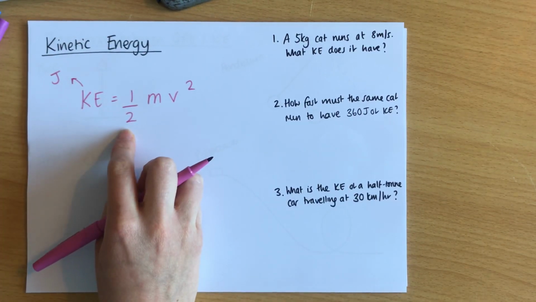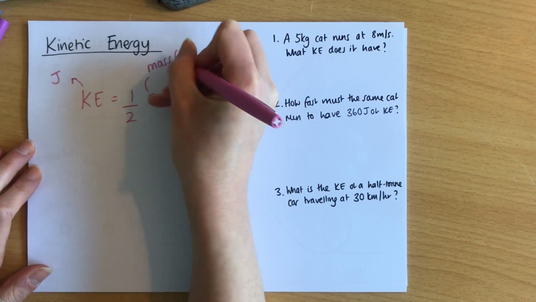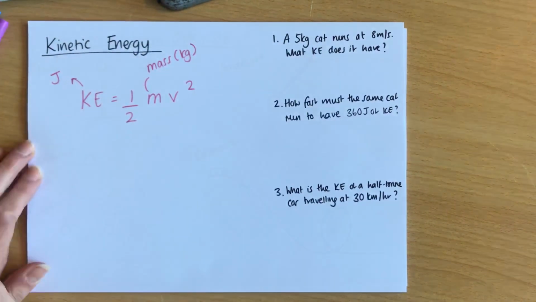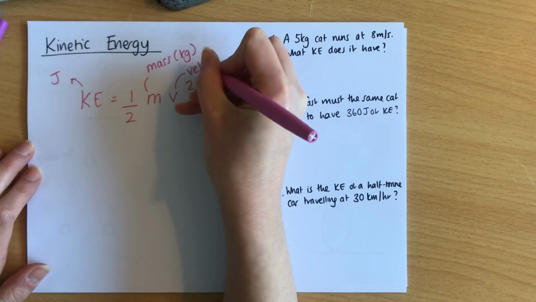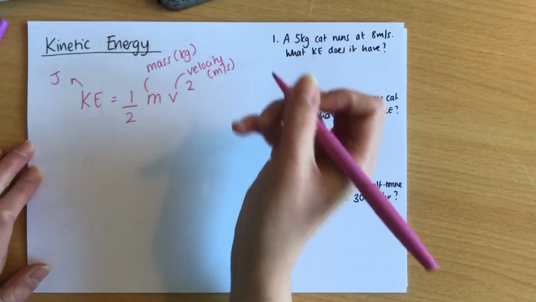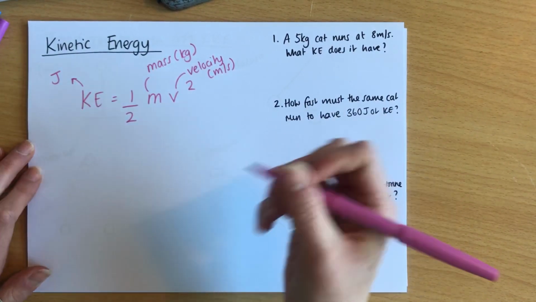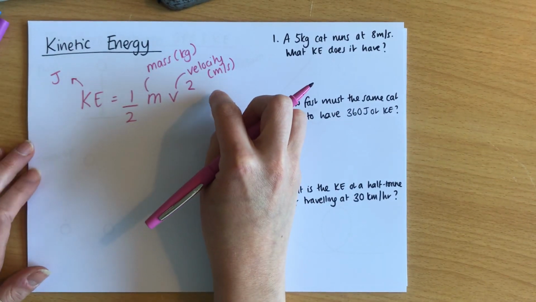Half doesn't have a unit, it's just a number. m stands for mass, once again with the unit kilograms. We have to make sure the unit's in that. And then v stands for velocity or speed. Now this must be in meters per second. So if you've got your question in kilometers per hour, etc., which we'll look at later on, you've got to change it to meters per second.